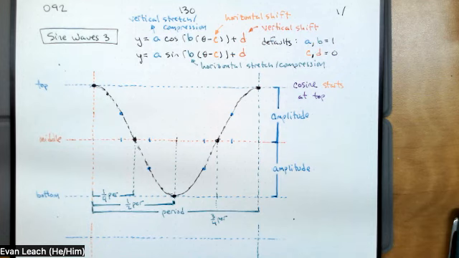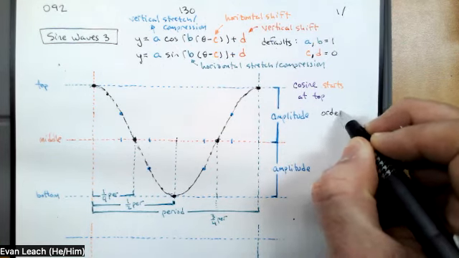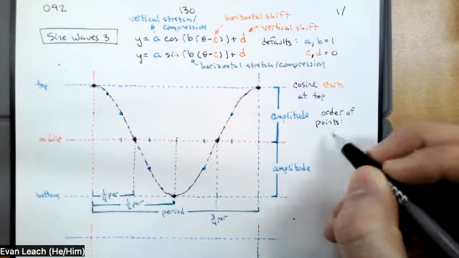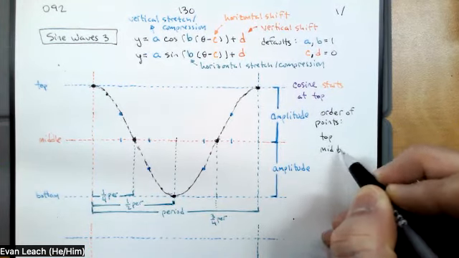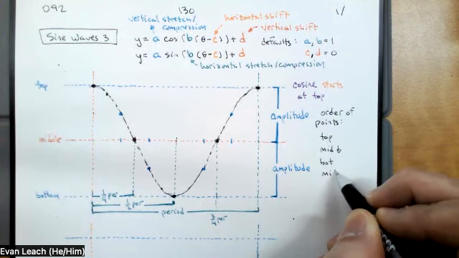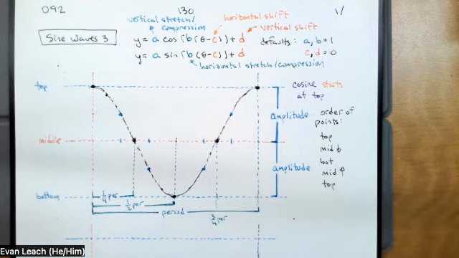We're going to think of cosine starting at the top. That's the way we're going to think about it. And we're going to think of the order of the points as the top, then the middle going down, then the bottom, then the middle going up, then we're at the top again. And then we just repeat this.